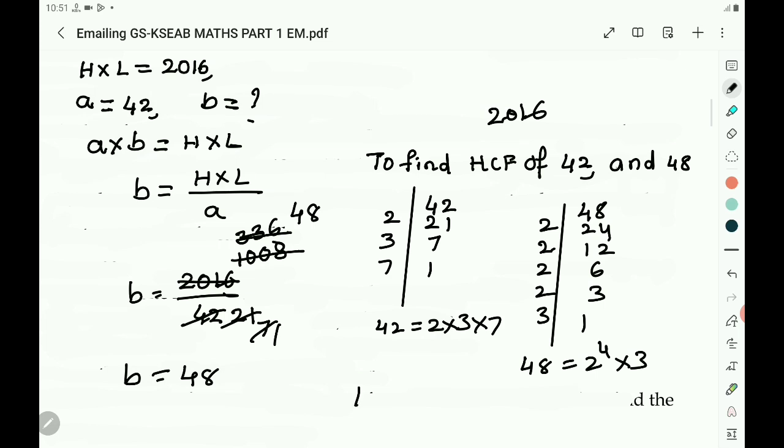Here, for HCF we have to consider the common factors. What is common here? 2 is there, 2 power 4 is there. For HCF we have to consider the lowest power, then you write 2, and 3 is there, 3 is there, then you write 3. HCF is 2 into 3 equals 6.